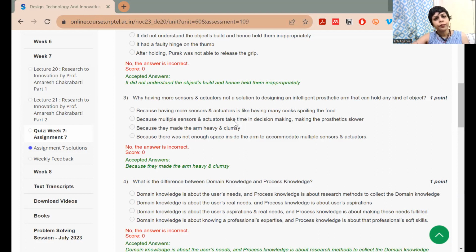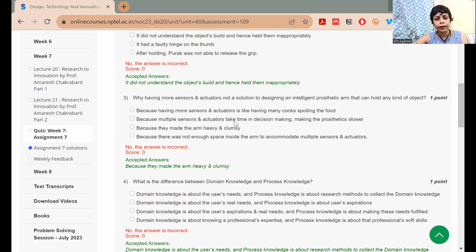But at the same time, you cannot add so many sensors to it that it starts to go out of spec for a prosthetic arm. So in this case, having this surplus of sensors and actuators was not serving enough purpose, not adding enough value to justify it in the arm, because it was making the arm heavy and clumsy.